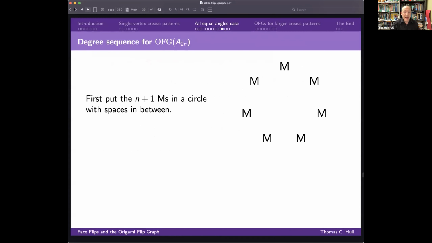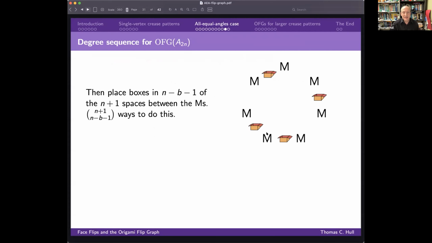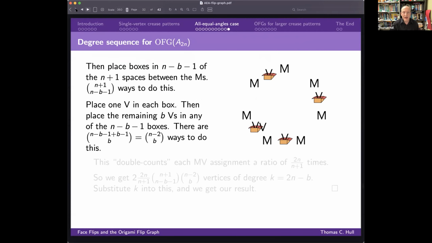And we can do that by placing boxes. Imagine we're putting boxes between, so I arrange the mountains in a ring with spaces between them all. And then I imagine putting some boxes between some of them, okay? And then in each box, I want to put one valley and then any other valley. So that guarantees that I have a certain number of valleys being placed. But then any valleys I have left over will go into one of these boxes, and that allows me to keep track of how many valley pairs I have.